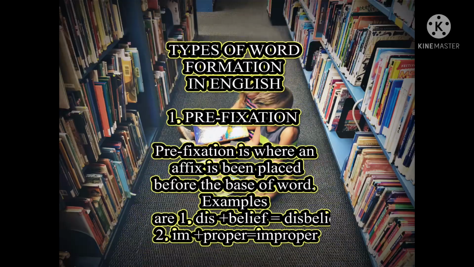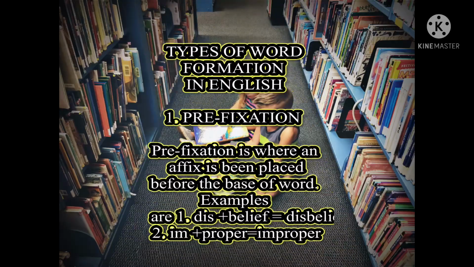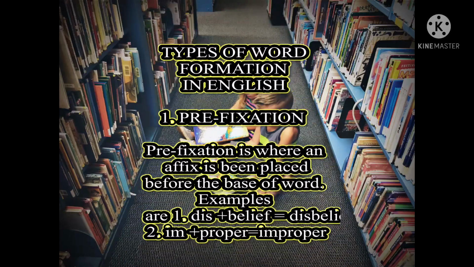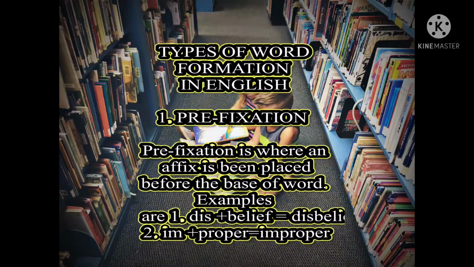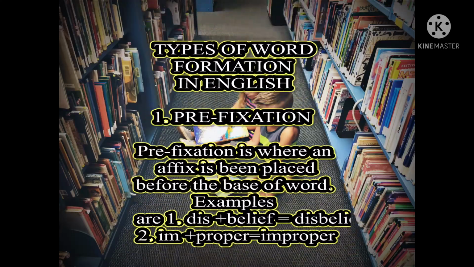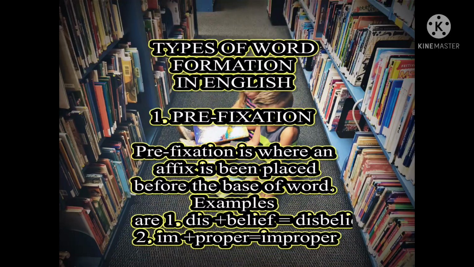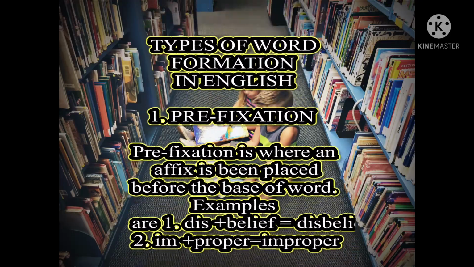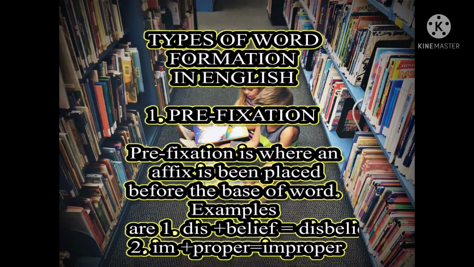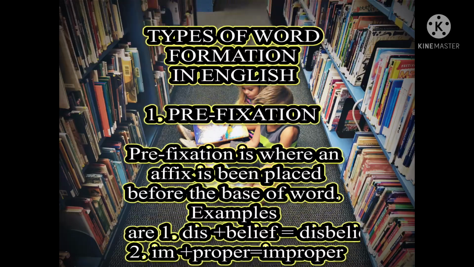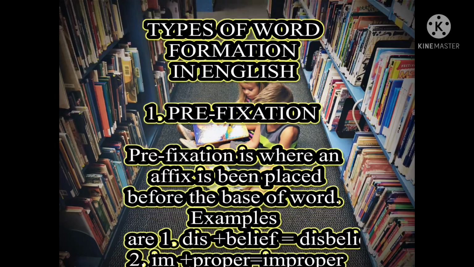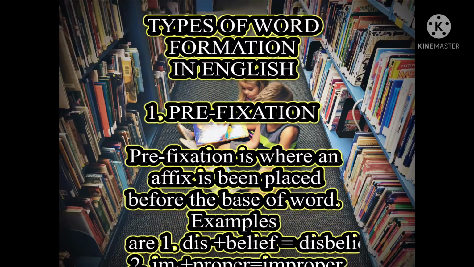Let us move on to the types of word formation in English language. According to Crystal in 1997, there are 4 normal processes of word formation in English. These are prefixation, suffixation, conversion, and compounding. Let us talk on prefixation. Prefixation is whereby an affix is placed before a word. For example, dis plus belief is equal to disbelief. Another example is im plus proper is equal to improper.